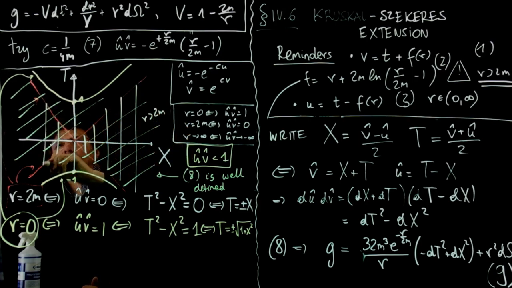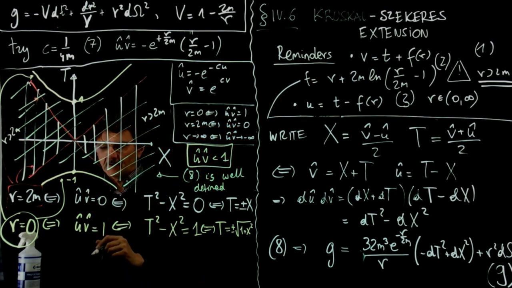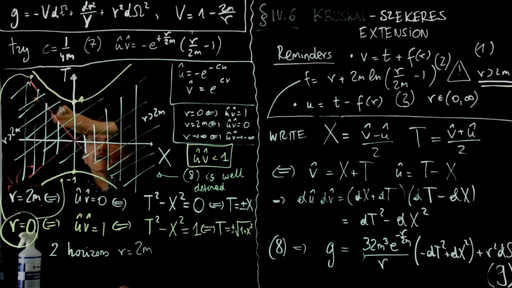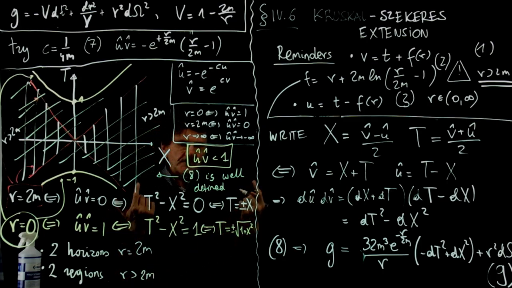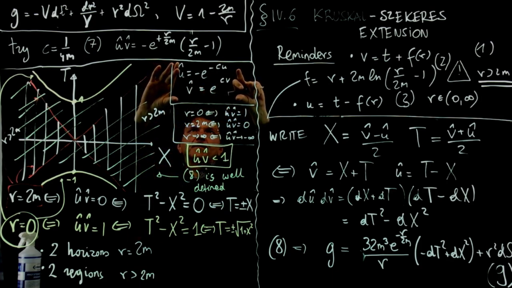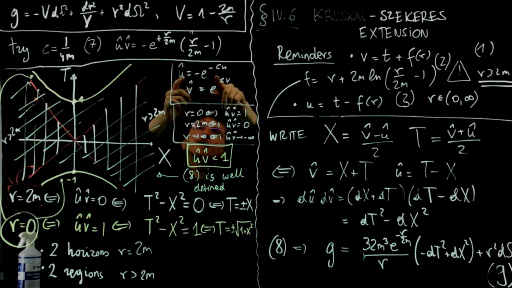So now in this manifold, we get something even more weird. Then we have now two regions r equal to m, right? So now two horizons are equal to m, one going this way, one going that way, and two regions are larger than 2m. And remember, we started with 1, right? We started with this equation, with u and v, whatever they were. So v hat should be positive, and u hat should be negative.